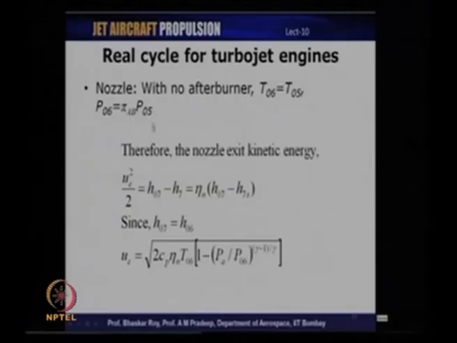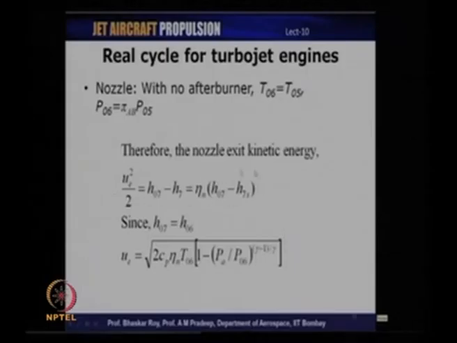So, the nozzle exit kinetic energy is equal to V_ex squared by 2, where V_ex is the exit velocity of the nozzle, which is equal to H07 minus H7, which is basically equal to the efficiency of the nozzle, eta n, into H07 minus H7s. Now, since H07 is equal to H06, the exit velocity V_ex is equal to the square root of 2 Cp eta n T06 multiplied by 1 minus Pa by P06 raised to gamma minus 1 by gamma.